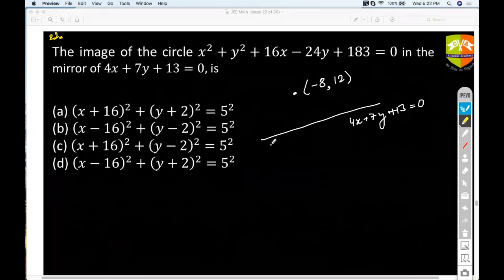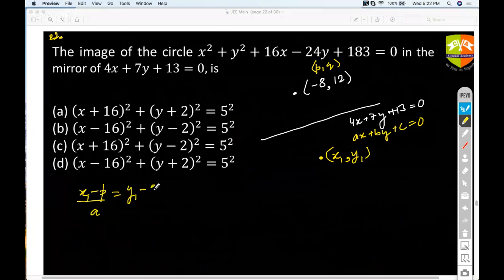Okay. So we know the formula. Let's say the image is x1 comma y1. And let's say this point is p comma q. And let's say this line is ax plus by plus c equal to 0. So (x1 minus p) by a is equal to (y1 minus q) by b is equal to negative 2 (ax1 plus by1 plus c) by (a square plus b square). Correct?